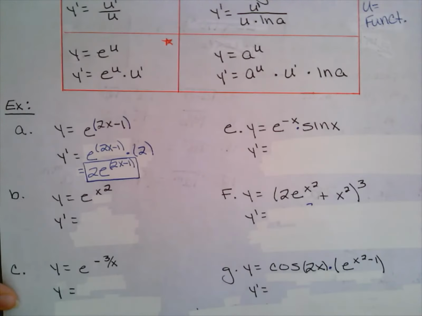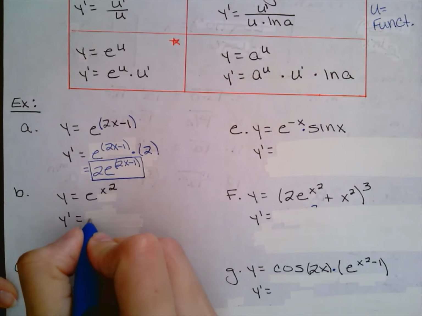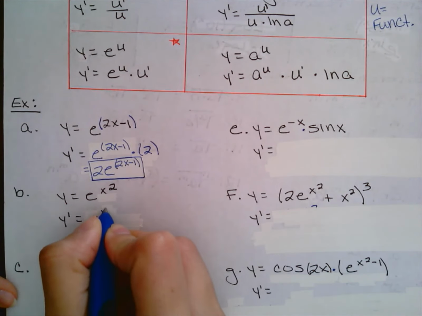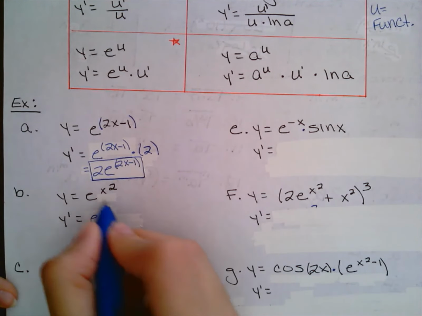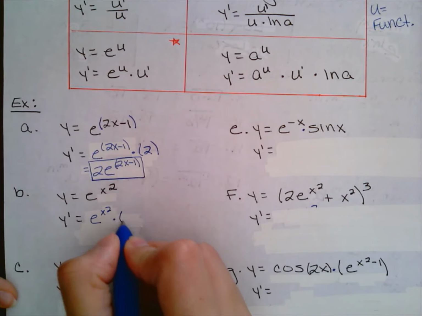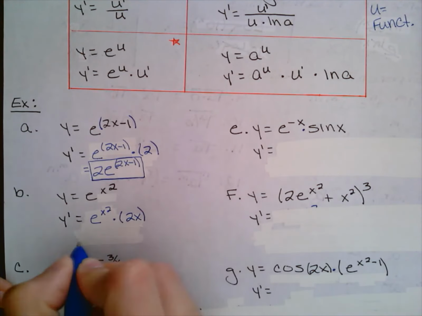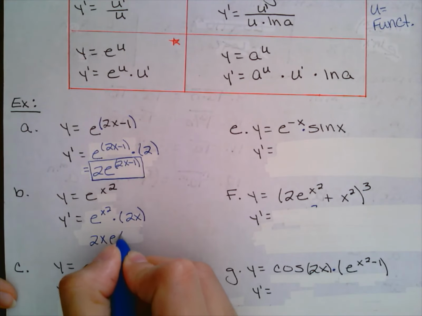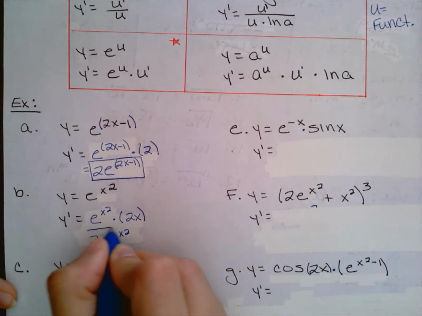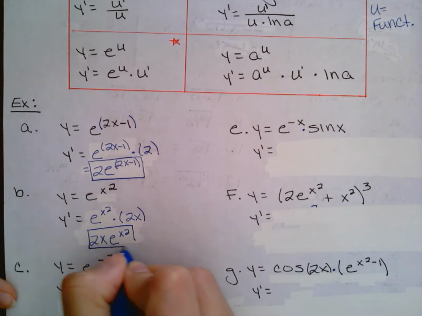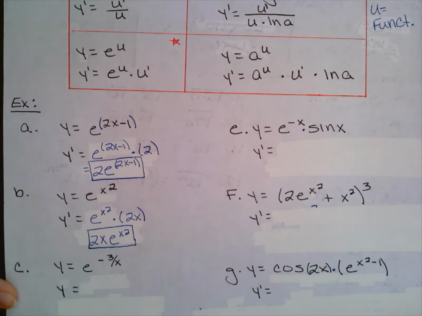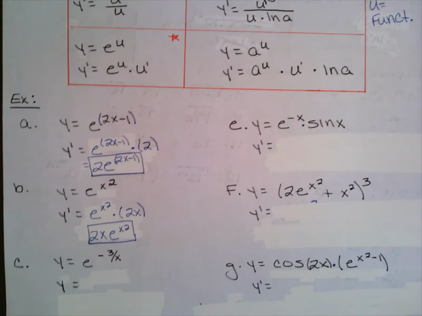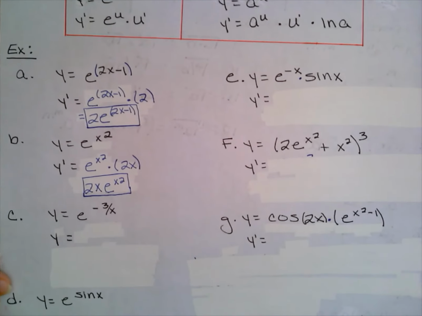So let's look at this next one, B. I have rewrite times derivative of the exponent. Derivative of x squared is 2x. And again, you will always see that written in the front. If you feel like these are easy, it's because they are. It's okay. There are easy things in calculus, okay?